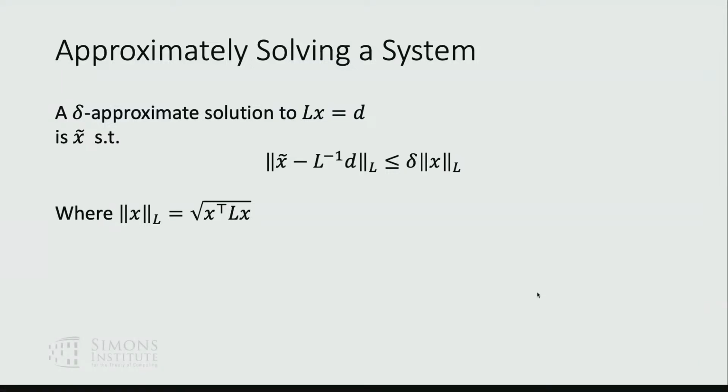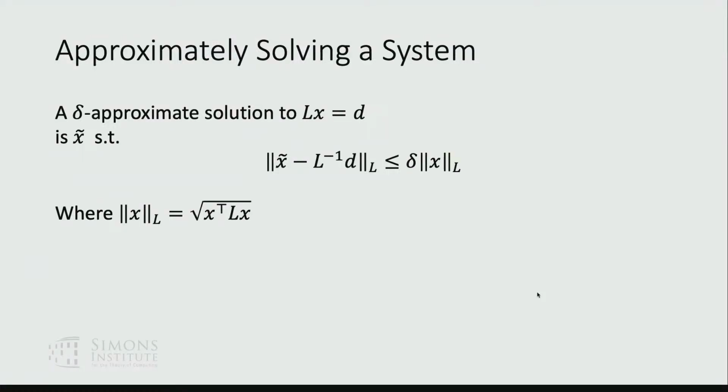The norm of the error vector, x tilde minus L inverse d, is delta smaller than the norm of the true solution, x equals L inverse d. So relative to the scale of the true solution, the error is tiny. You should think of delta as 1 over poly n, 1 over n to the 100. So it doesn't have to be constant. It can be really tiny, which means I can write down log n bits of answer in every coordinate, basically.